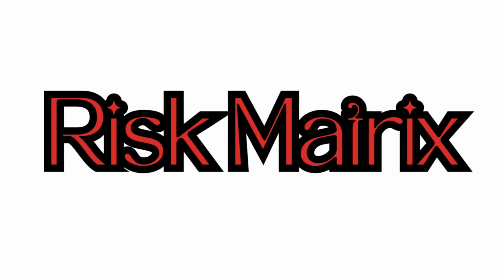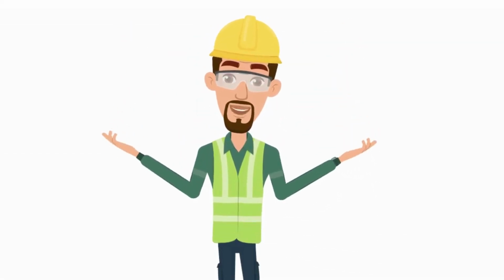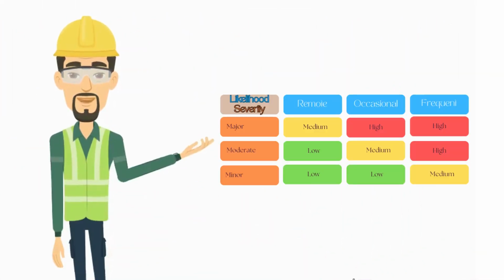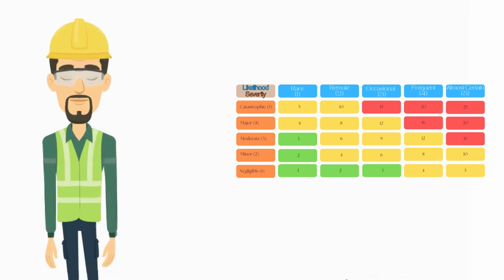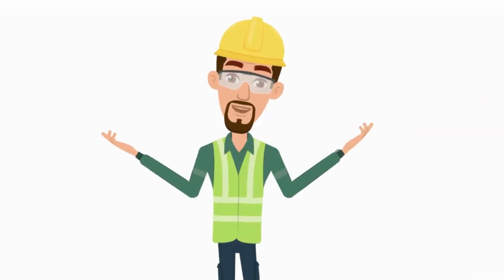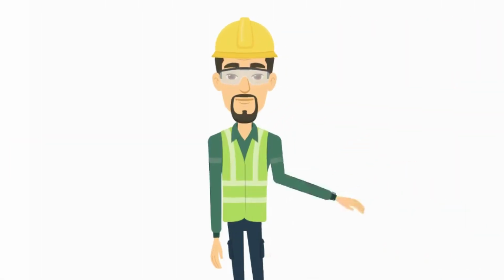It's here that risk matrices play a pivotal role in prioritizing risks for control efforts. Risk matrices come in various forms, such as 3x3, 5x5, or even more detailed versions. These matrices help us categorize risks effectively, providing clear guidance on which risks require immediate attention and which can be managed over time.